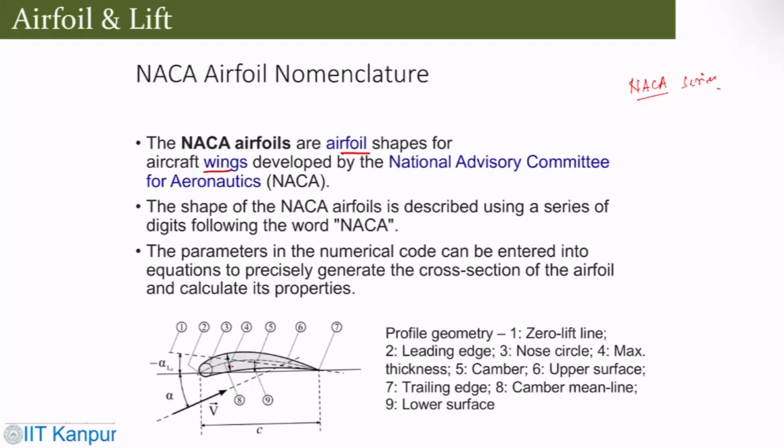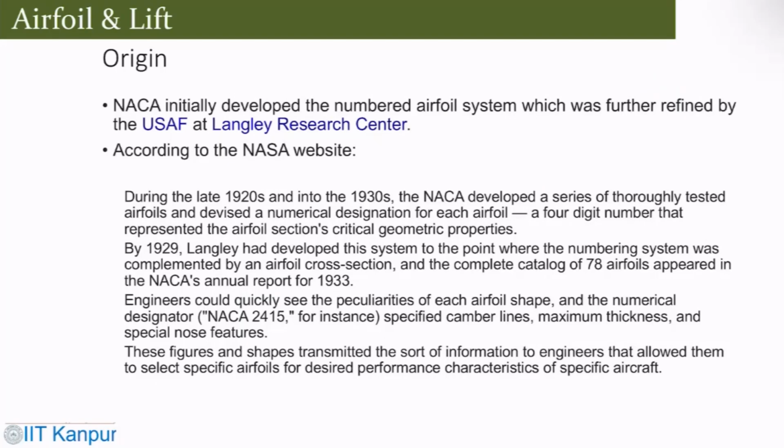So if you remember this, then you know how we define these things. The NACA initially developed the numbering system for airfoils. During the 1920s and into the 30s, the NACA developed the series, thoroughly tested airfoils, and devised a numerical designation for each airfoil. So they had a 4-digit series, a 5-digit series, a 6-digit series. So that's how the digits came up.